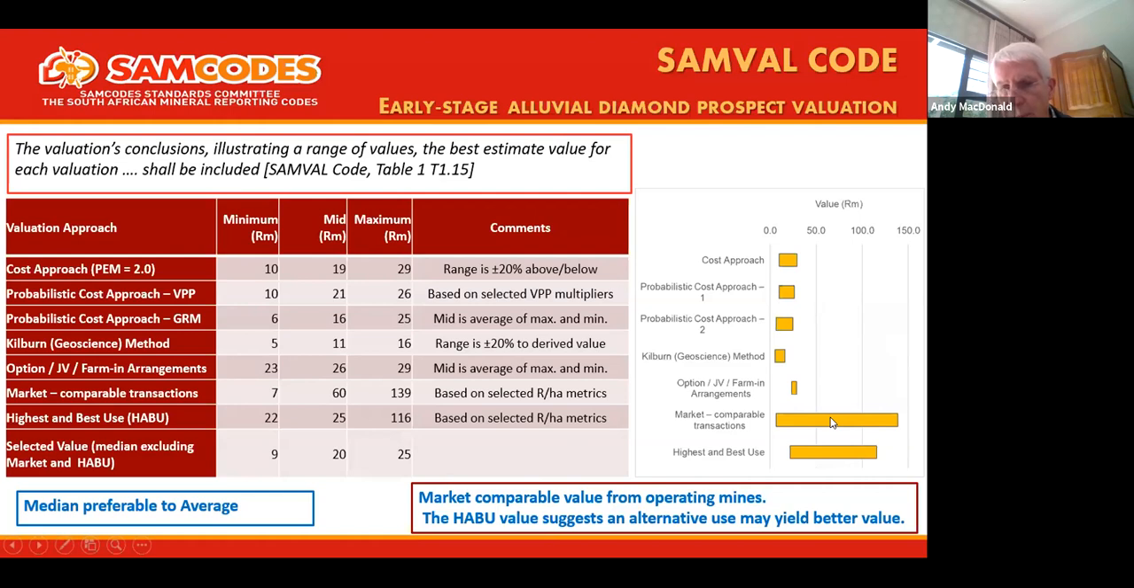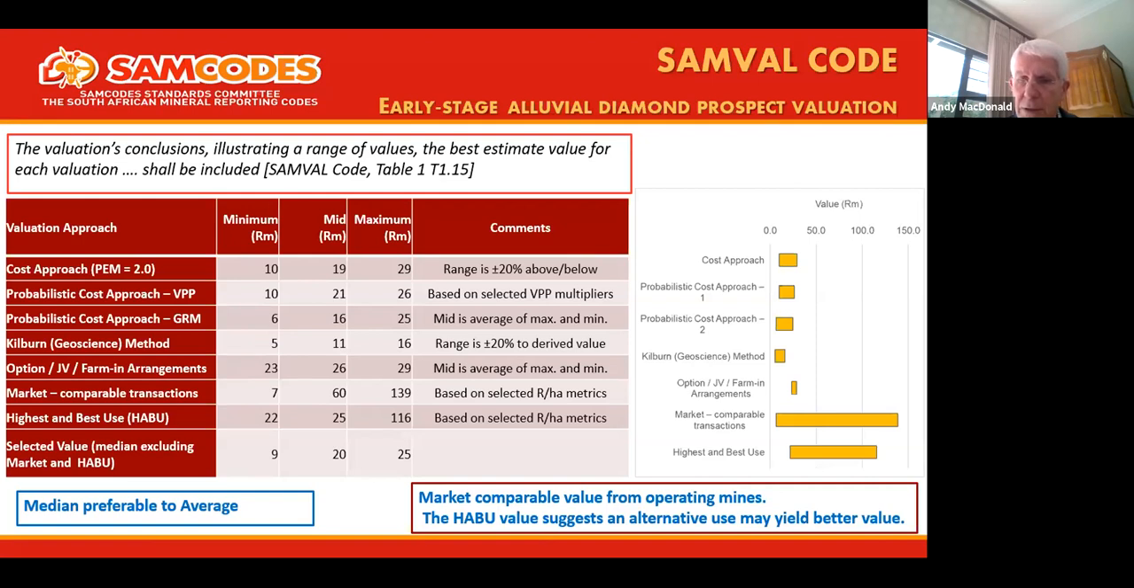Let's talk about the market comparable in the first instance. That was derived from operating mines. Using a rand per hectare value from operating mines is probably not appropriate, as those properties are at a stage of development very different from the property we're looking at, which is an early stage exploration property. So a market comparable here is not relevant to the target property and should be discounted or ignored in this case.